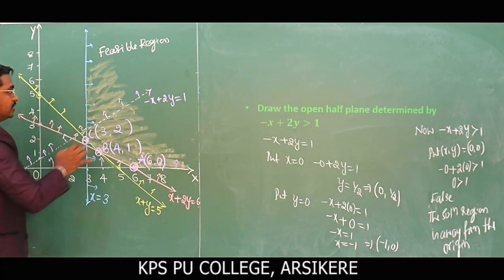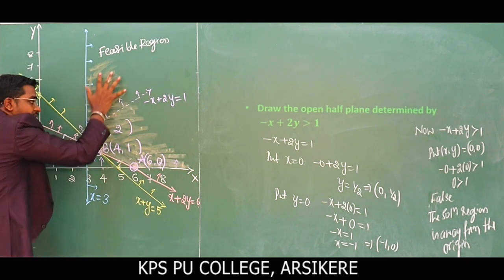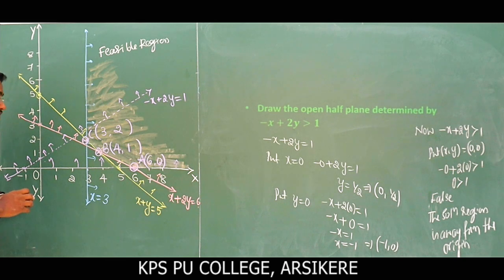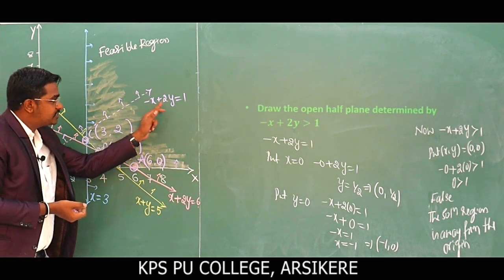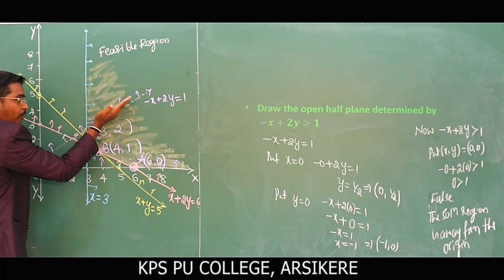Okay, check here. So this entire region here is the feasible region, right? For the inequality minus x plus 2y greater than 1, we get this region. This is the open half plane, see.